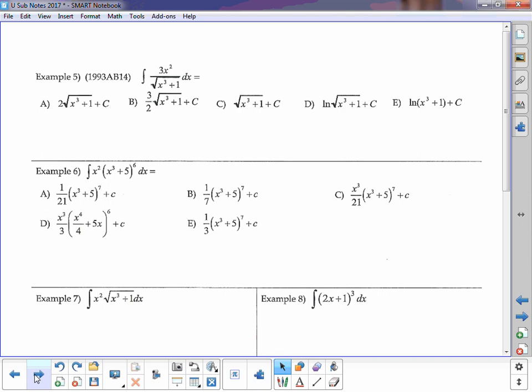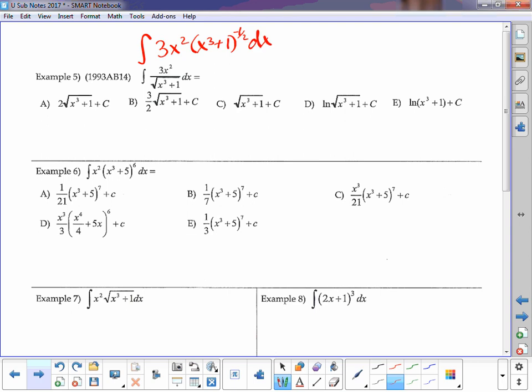Okay, guys, for number 5 here, make this a little bit easier on yourself. This is 3x squared times (x cubed plus 1) to the -1/2 dx. Does that make sense? It might be a little bit easier to identify what you should do for that, guys.